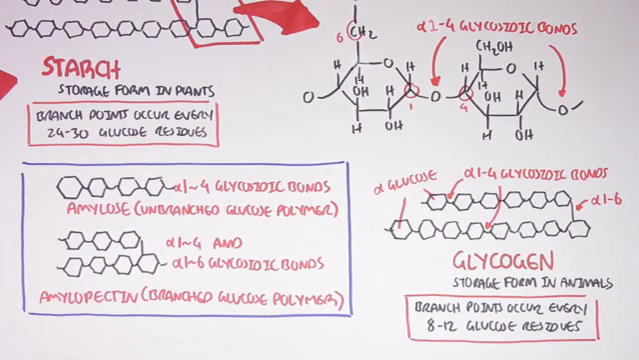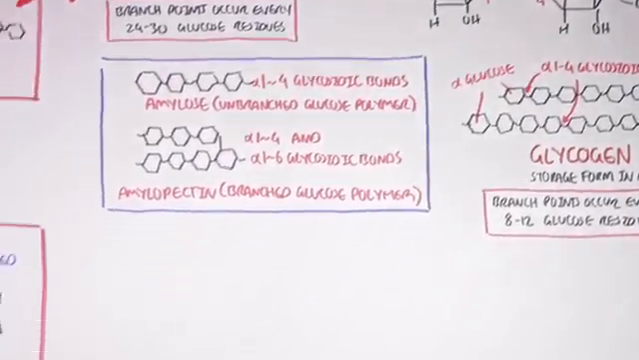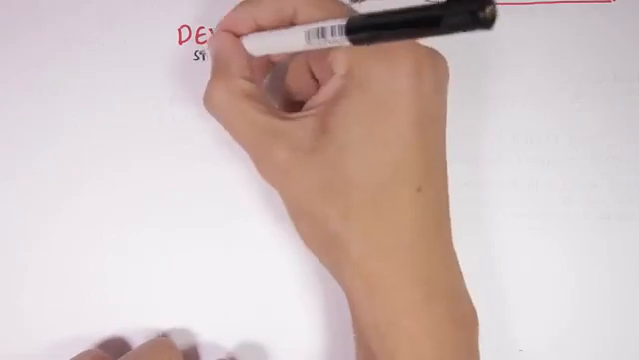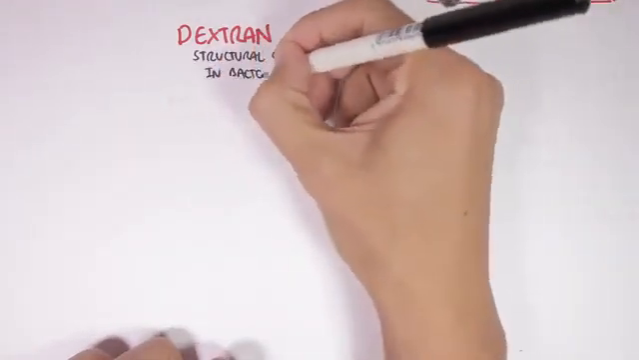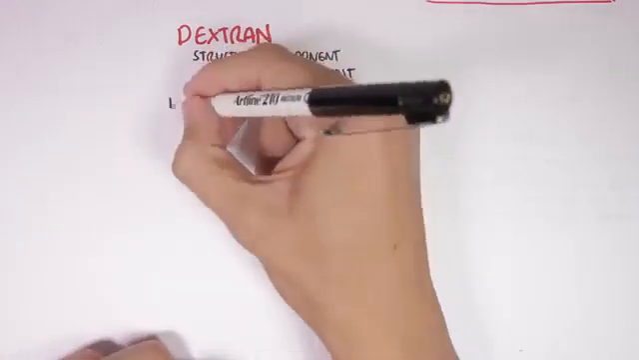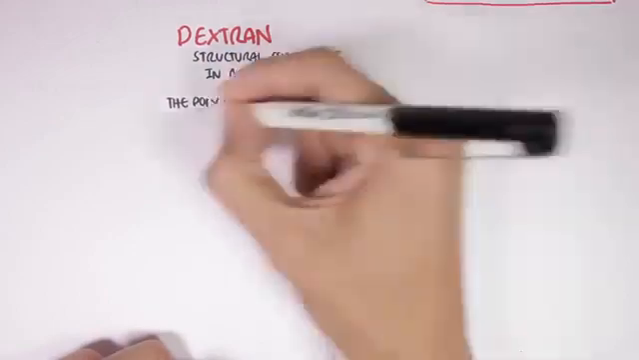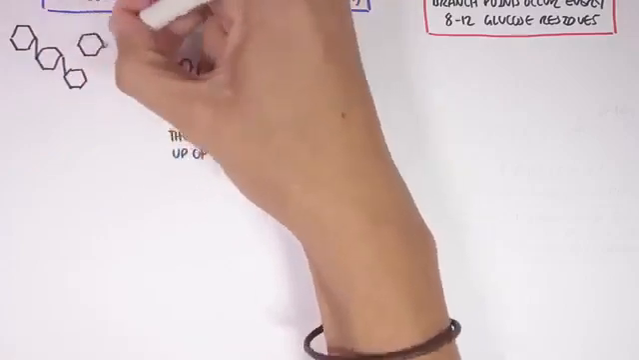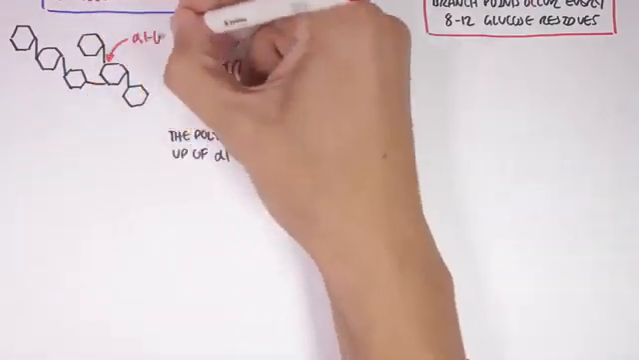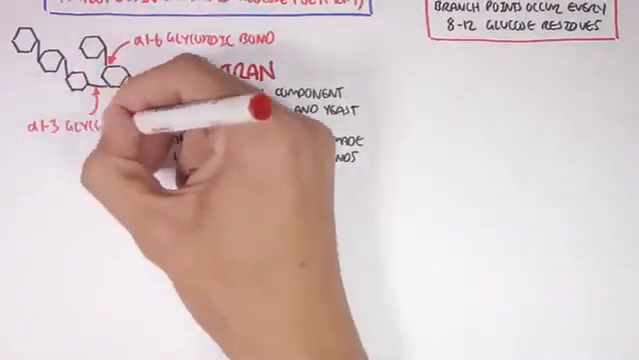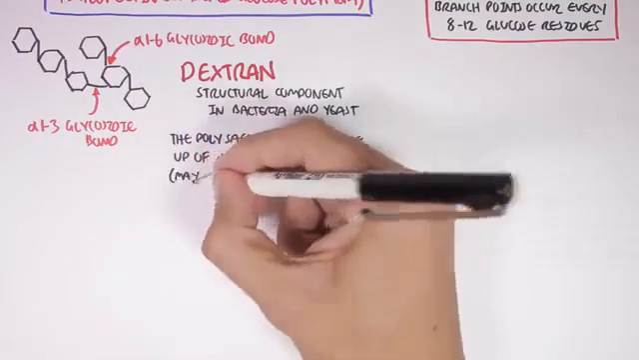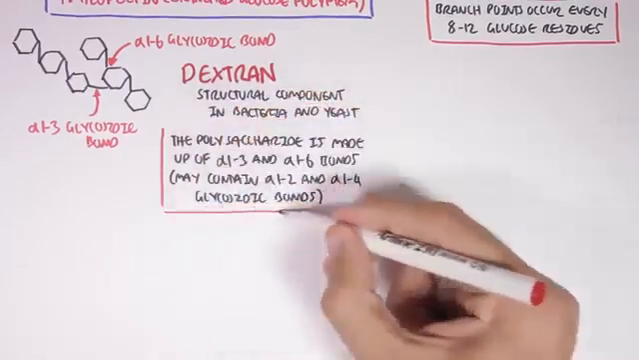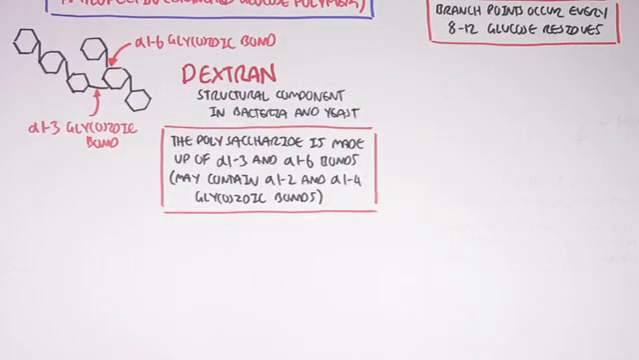Another type of polysaccharide is dextrans. Dextrans are structural components in bacteria and yeast. These polysaccharides are made up of alpha-1,3 and alpha-1,6 glycosidic bonds. So here we have glucose units with alpha-1,3 bonds and alpha-1,6 bonds. However, the dextrans can also contain alpha-1,2 and alpha-1,4 glycosidic bonds.